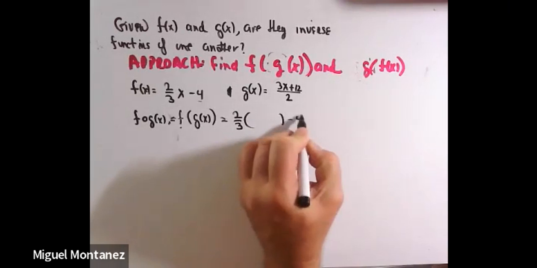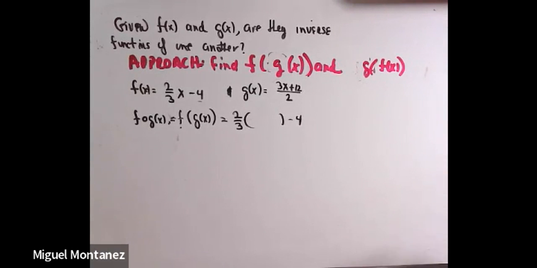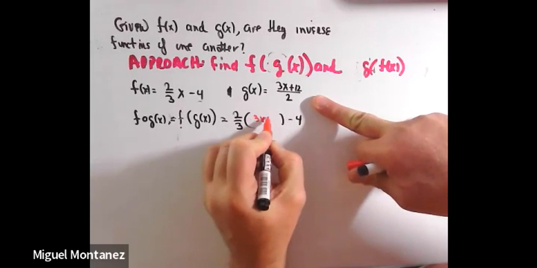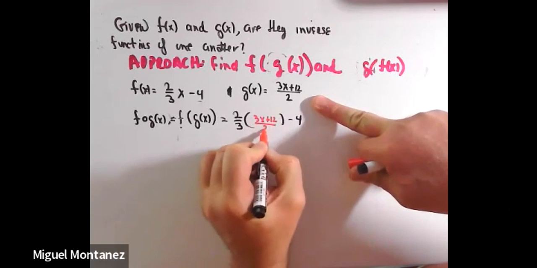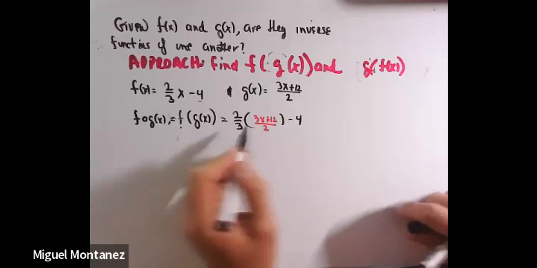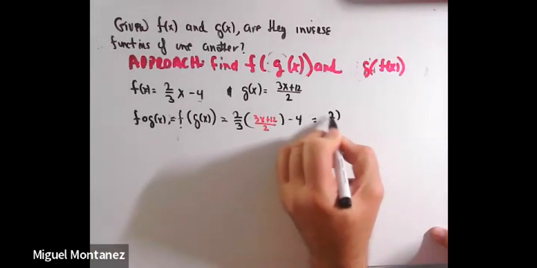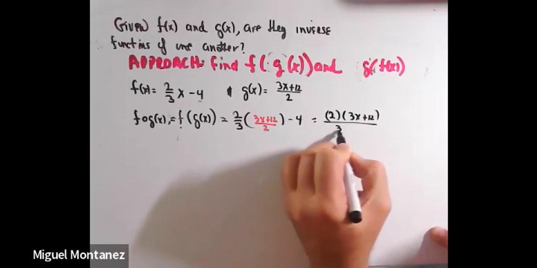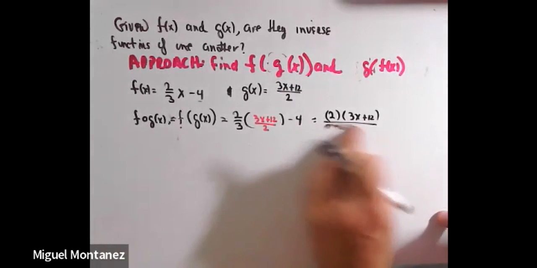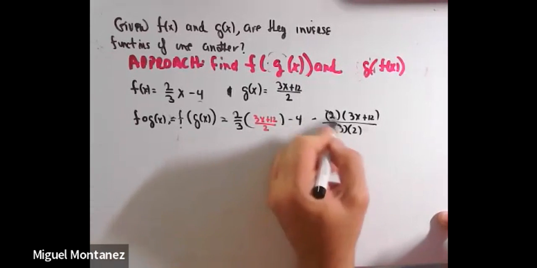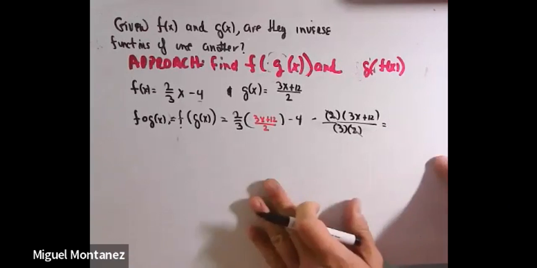2/3 times input minus 4. But what is the input in this case? That would be g of x. So we go ahead and plug in 3x plus 12 over 2. That's the actual composition. Now we can simplify. This is going to be 2 times 3x plus 12 over 3 times 2. So 2 over 2 simplified.